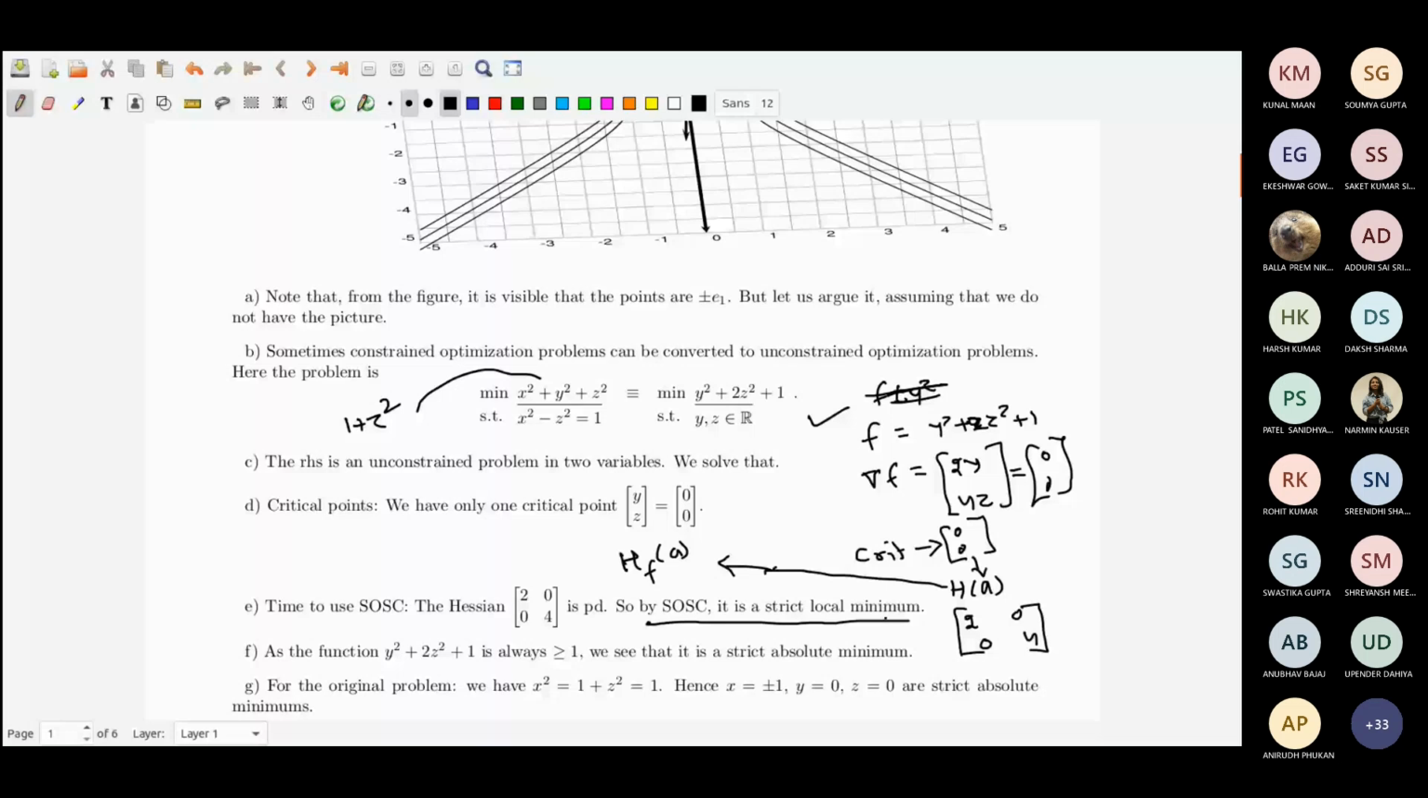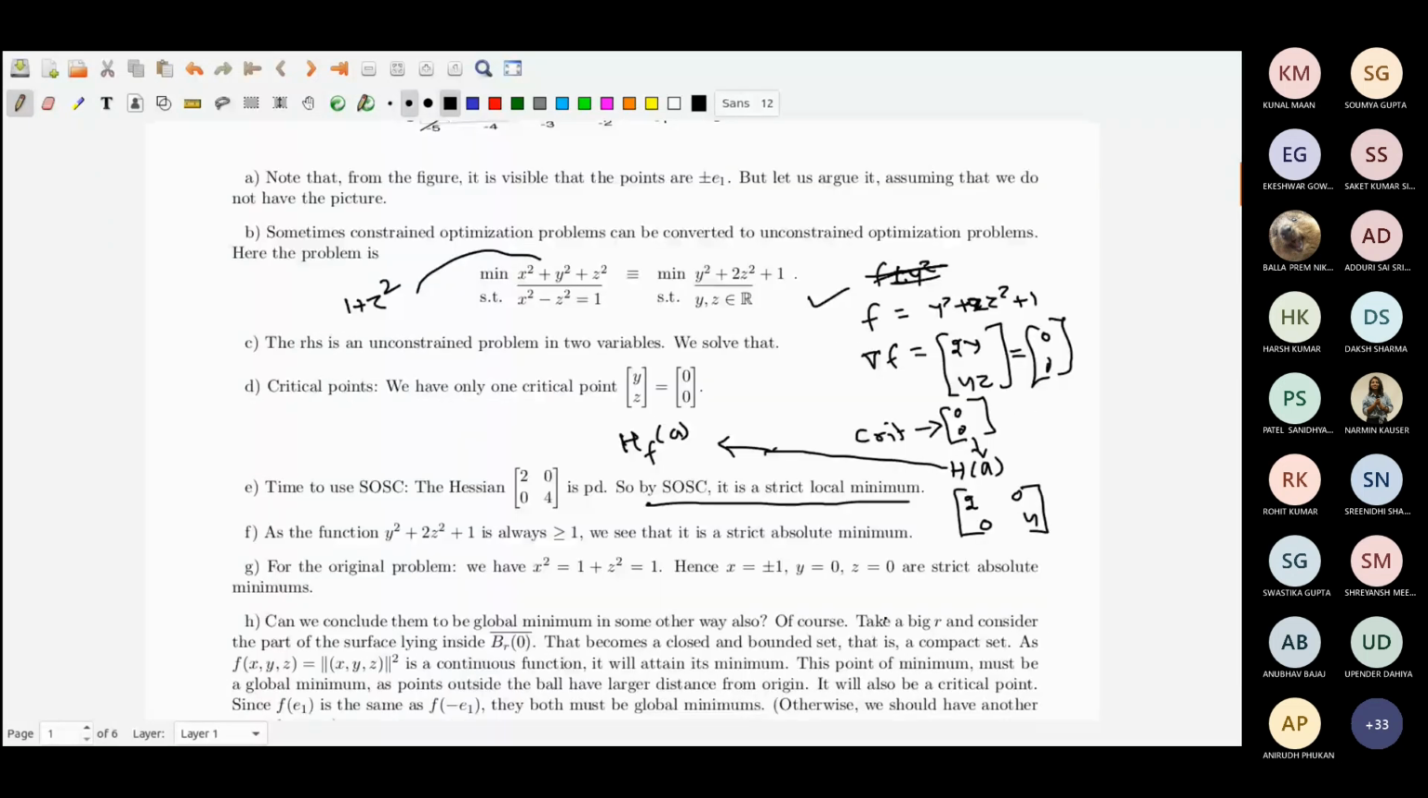You can argue, so okay, let me go to the original problem. In the original problem, 0, 0 is the strict local minimum for the equivalent problem that you had done. So for the original problem, you will have to find out what x is, with x being 1 plus z square, z being 0. So x will be plus minus 1. So for the original problem, what you will get is x equal to plus minus 1, y equal to 0, and z equal to 0. That's what we were trying to say.